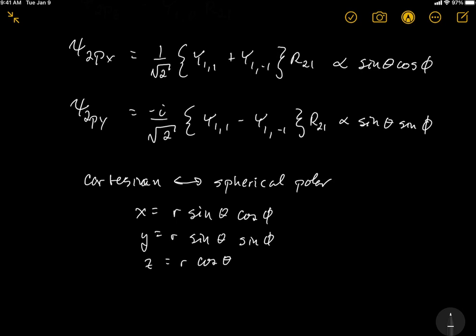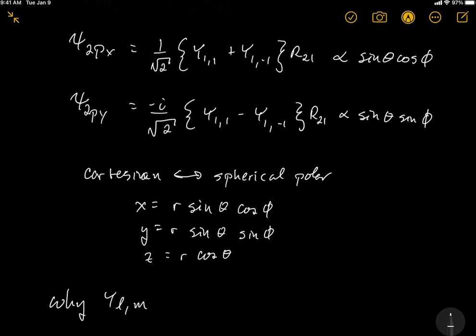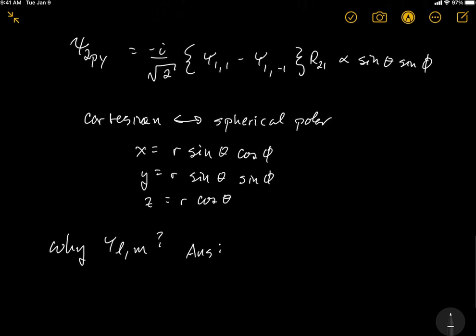So then the question is, why do we even bother ourselves with the YLMs, with these spherical harmonics? Why not just have 2px, 2py orbitals? Why do we have the YLMs? And the answer is the YLMs are eigenfunctions of the L squared operator, angular momentum squared, or the total angular momentum operator, and the Z component.